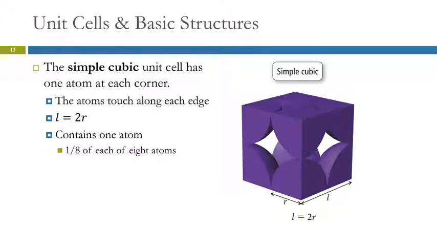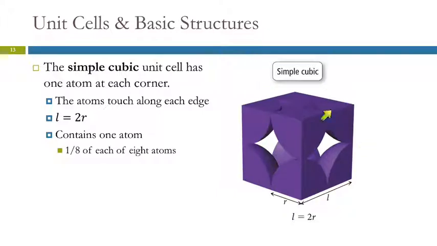So the simple cubic unit cell has 1 atom centered at each corner. So we've got a cube here, and here's the center of 1 atom at this point, and there, and there, and there. And so the atoms are going to touch along the edges of this cube. And if the radius of the atom is r, then the length of the side is 2 times the radius. Right? So the length of the cube side is 2r.